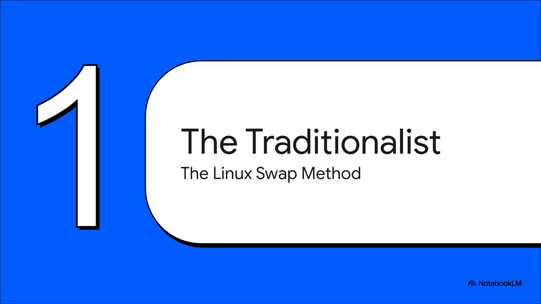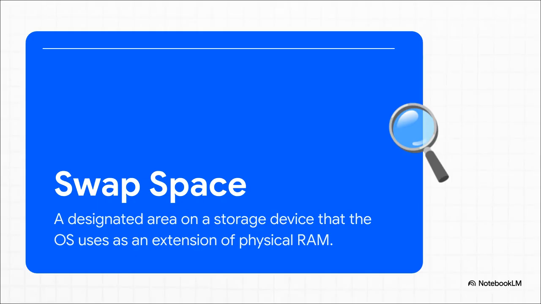The philosophy that has been powering desktops and massive servers for decades. Its core principle is simple. Hoard everything. Never, ever throw data away if you can possibly help it. So how does it pull off this hoarding strategy? Well, the secret weapon is something called swap space. The operating system basically carves out a chunk of your much slower, but way bigger, storage drive, your SSD, and tells the computer, hey, treat this like an extension of our super fast physical RAM.